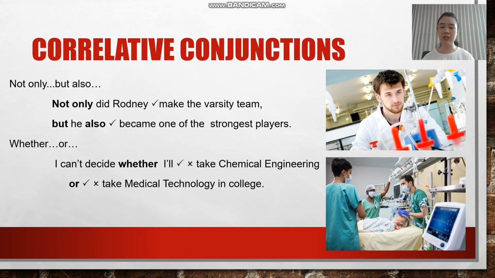I can't decide whether I'll take chemical engineering or take medical technology in college. So it means that you need to choose. That's right. Whether you want to study chemical engineering or you want to study medical technology. That is for whether or. Actually, for correlative conjunctions, we have a lot more, and I just brought only some common ones, okay, common correlative conjunctions used in daily life.